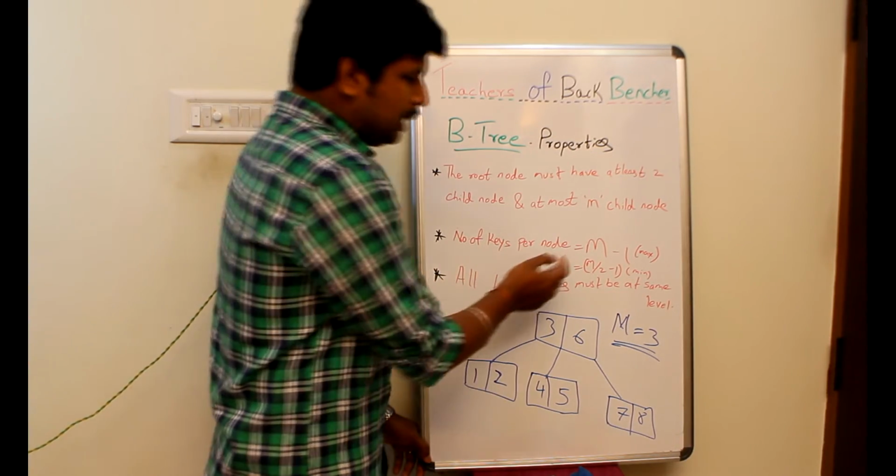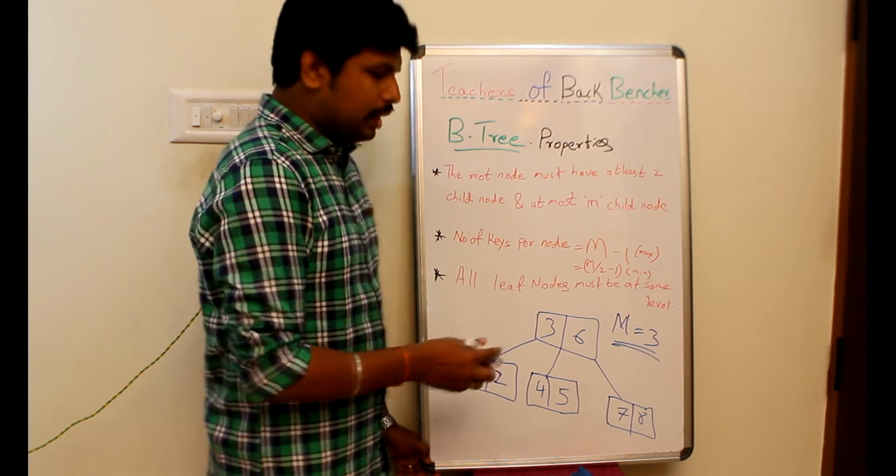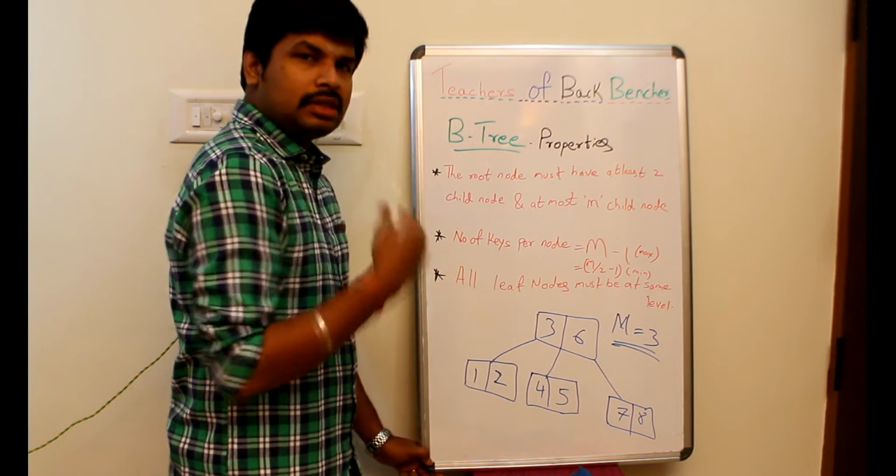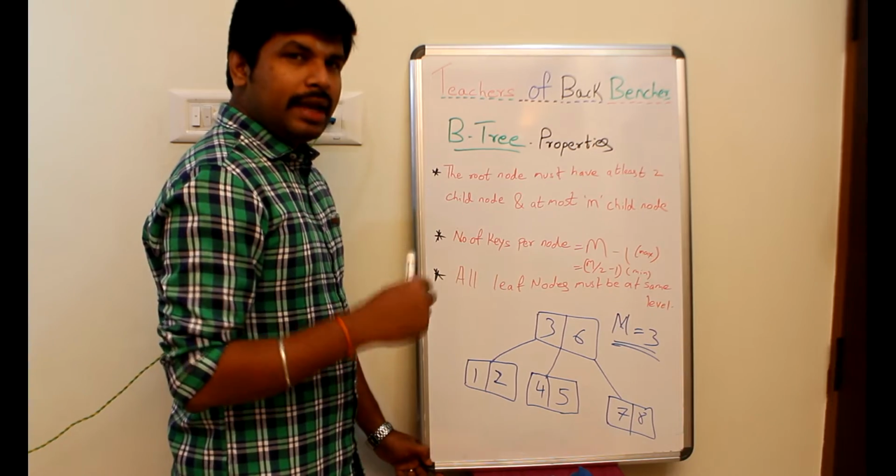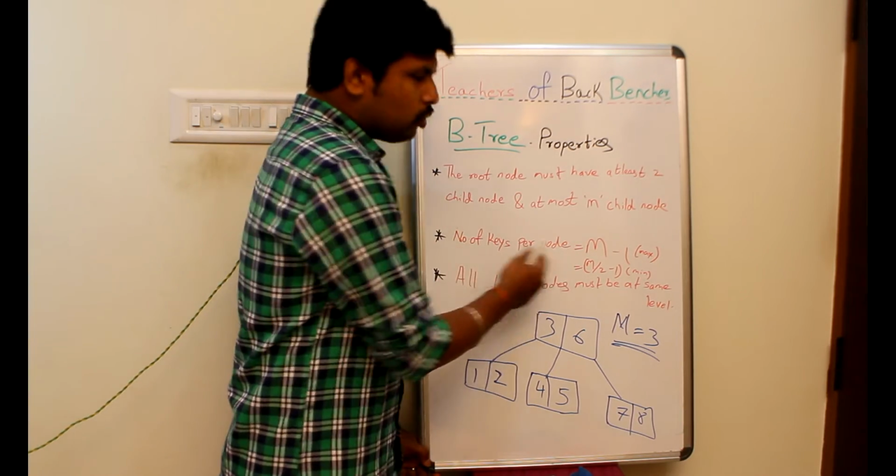And the minimum value is m by 2 minus 1. If a node has child nodes, then it must have a minimum of m by 2 minus 1.